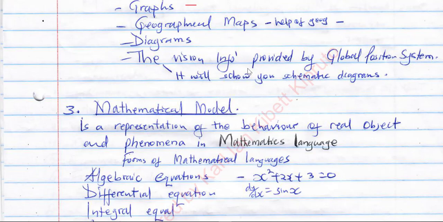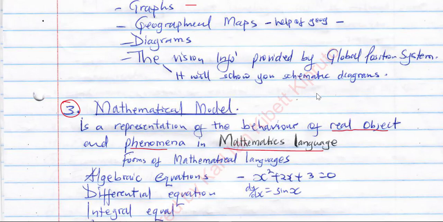Then the next part is the mathematical modeling that we are more concerned with, because our topic is introduction to modeling, and it's computational mathematics. So our area will mostly rely on mathematical modeling. Mathematical modeling is the representation of the behavior of real objects and phenomena in a mathematical language. Simply, you are representing the phenomena and real objects using mathematical languages. Mathematical modeling is just a form of mathematical language.